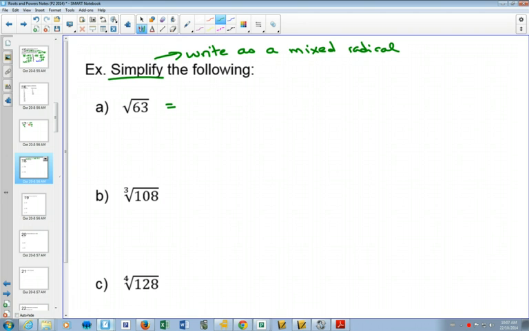How would you break up 63? 9 and 7. Square root of 9? 3. So now we're left with 3 square root of 7.